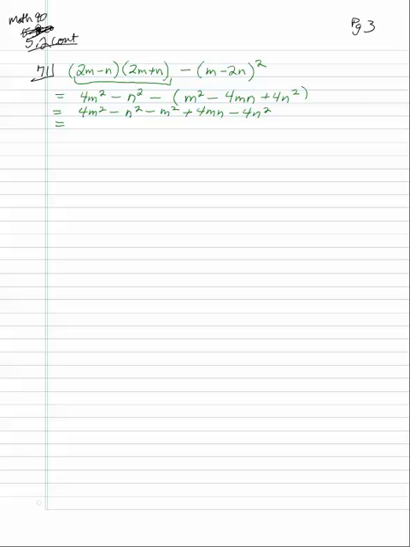Combine like terms, so let's start with our m squares. So we got 4 minus 1, 3m squared. Let's do the mn, 4mn, and then our n squares. So we got minus 5n squared. And there we go. Okay, let's look at number 74.